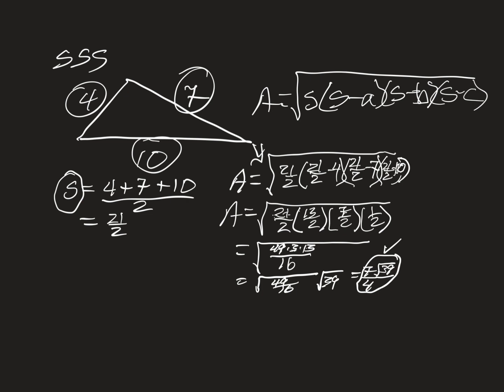And then I simplify: the square root of 49/16 is 7 over 4, and then I have the square root of 39.